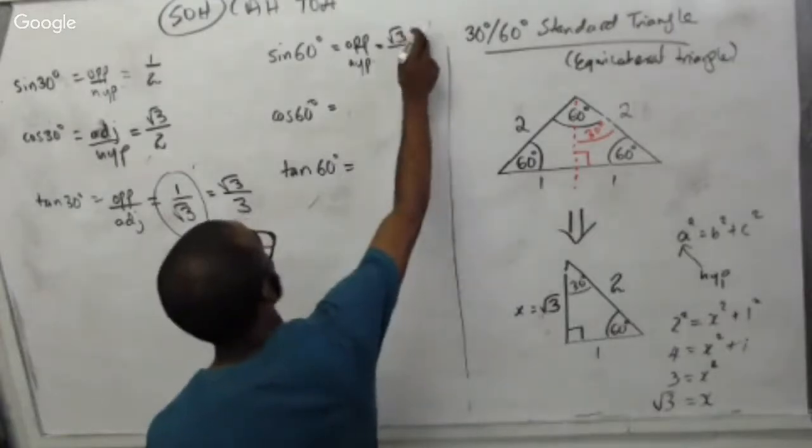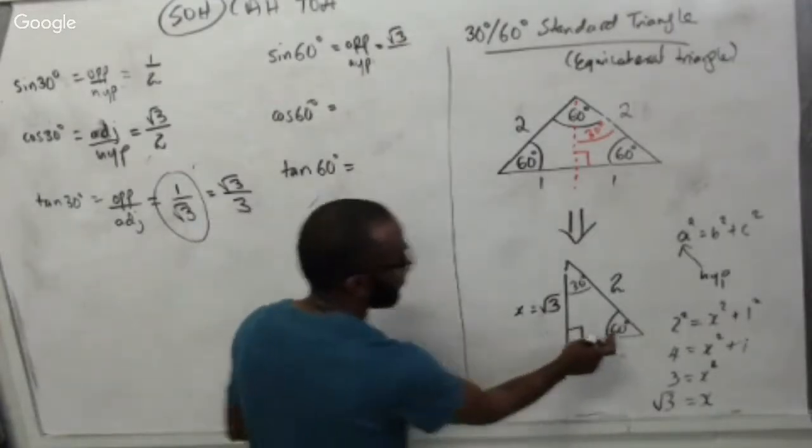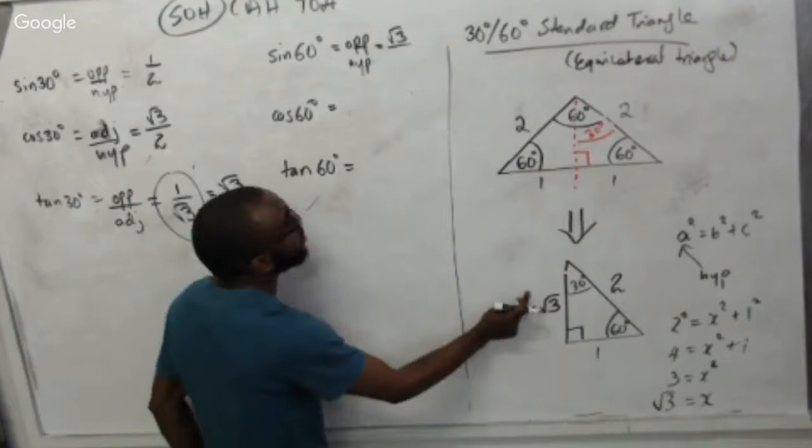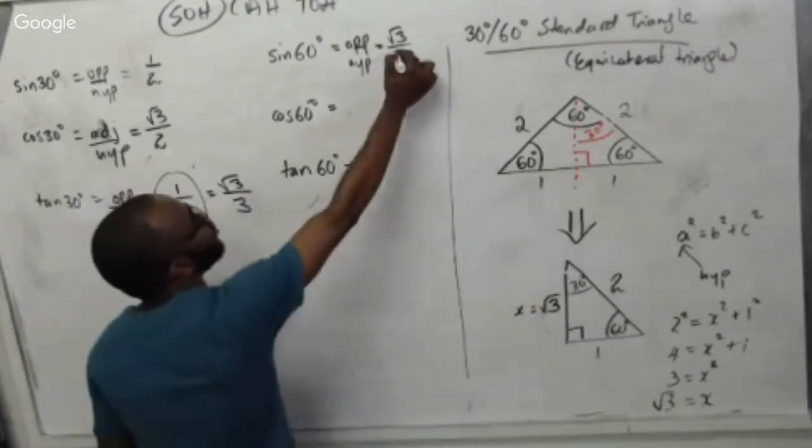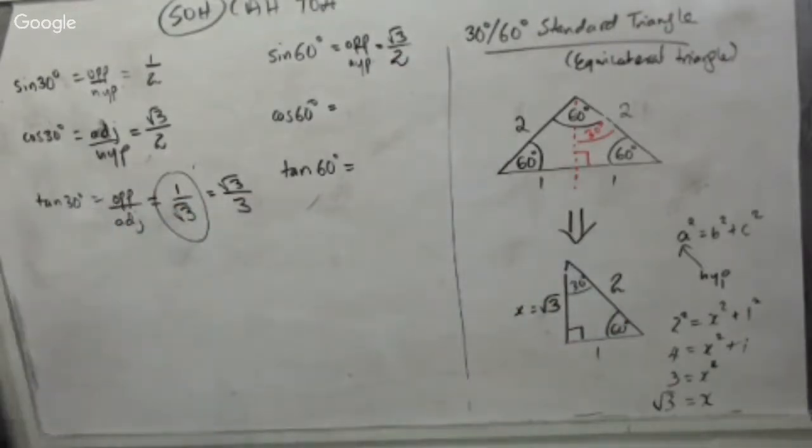So this is going to be root 3, because that's the opposite of 60 over the hypotenuse, which remains 2. Root 3 over 2. What on that board is also equal to root 3 over 2? Cos 30. Cos 30. And why is that?